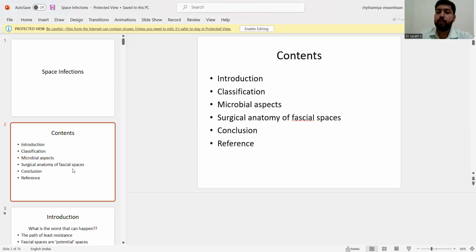There is an introduction about what space infection is, what you actually mean by space infection, and what the anatomical boundaries of space infection are. And then you need to classify the spaces of head and neck. Then microbial aspects, what kind of organisms cause these space infections. And we will look into the details of the surgical anatomy of the facial spaces. For individual spaces, we will discuss the anatomy and boundaries.